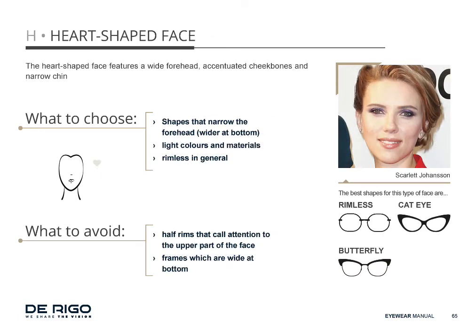The heart-shaped face features a wide forehead, accentuated cheekbones, and a narrow chin. This face should choose shapes that narrow the forehead, which would be wider at the bottom, light colors and materials, and or rimless in general. They should avoid half rims that call attention to the upper part of the face and frames which are wide at the bottom. The best shapes for this type of face are rimless, cat eye, and butterfly.